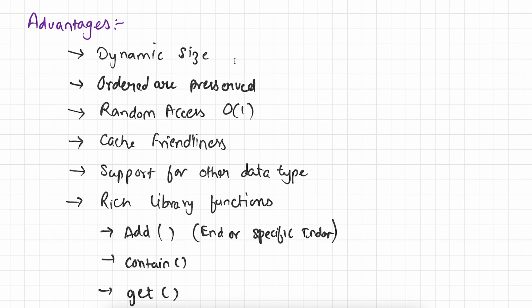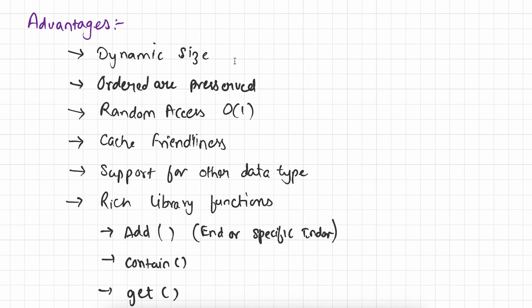So this is how we prevent wasting of space. The second advantage we get when we use ArrayList is that order is preserved. It means the order in which we have added all the elements is preserved by the ArrayList, and when we remove all the elements, we get them in the same order in which we have added.